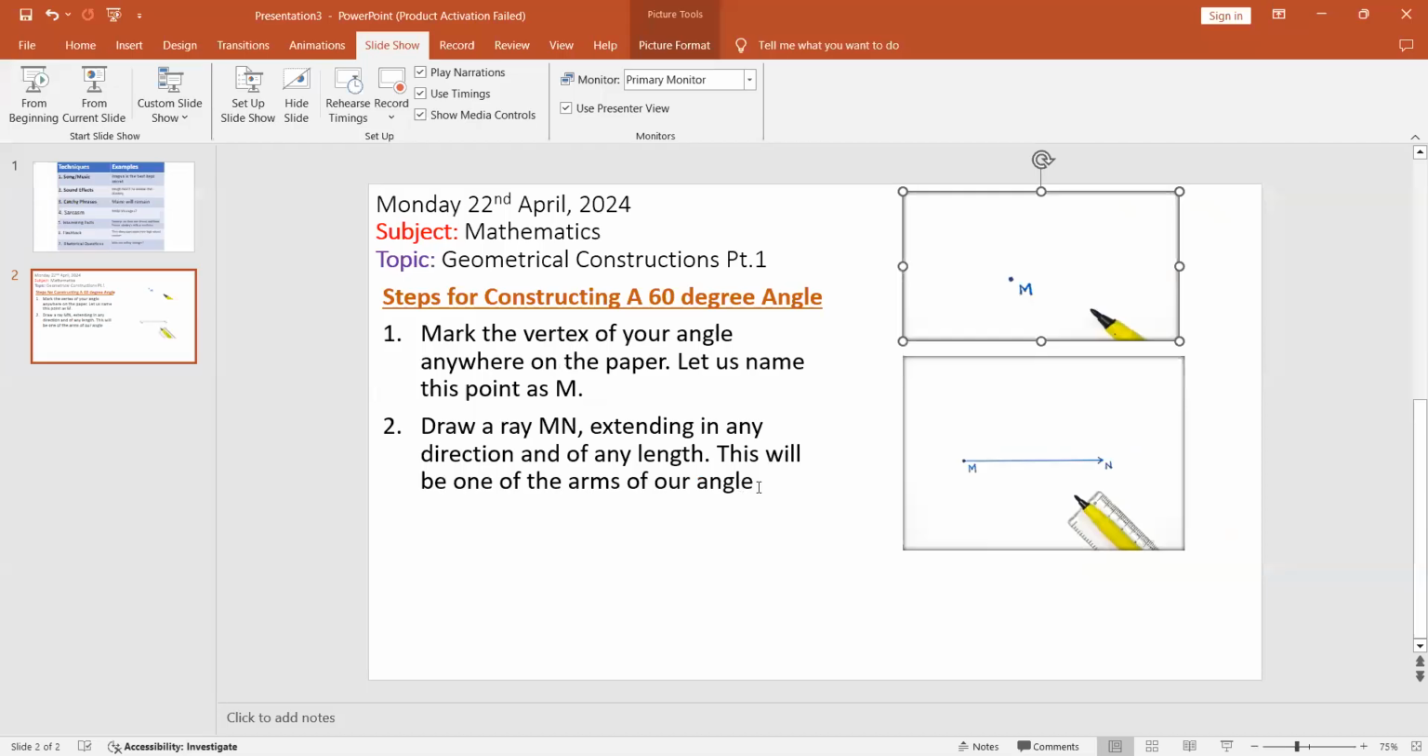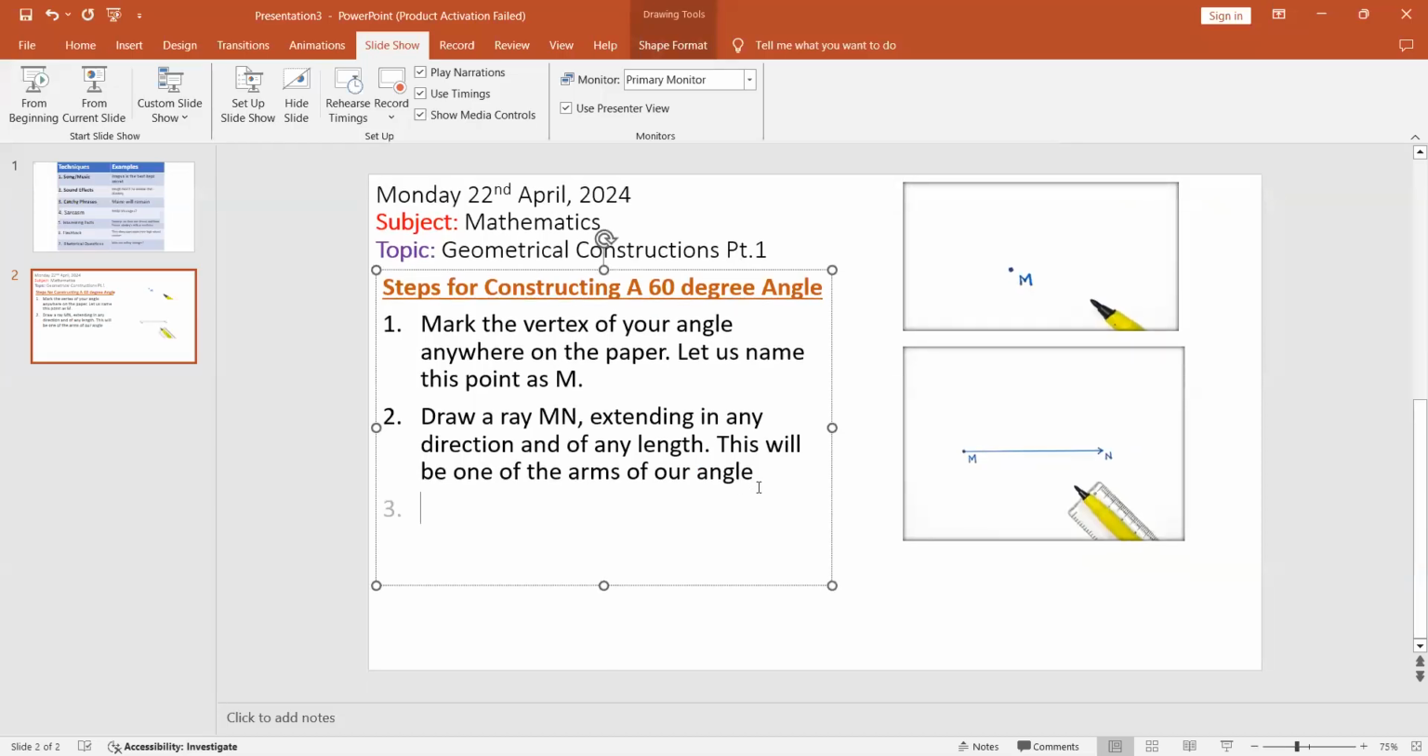Now the third thing is that we're going to use the compass. So we're going to place the tip of the compass. I need you to draw what's on the right hand side. I need you to draw that. If you have the actual instruments to do it, then draw it. If you do not, then you just have to use a ruler and a pencil.